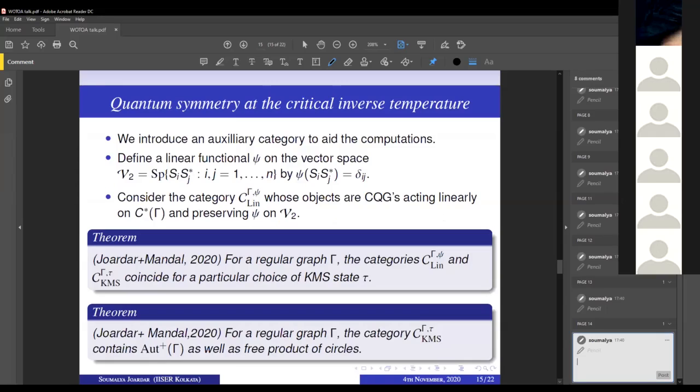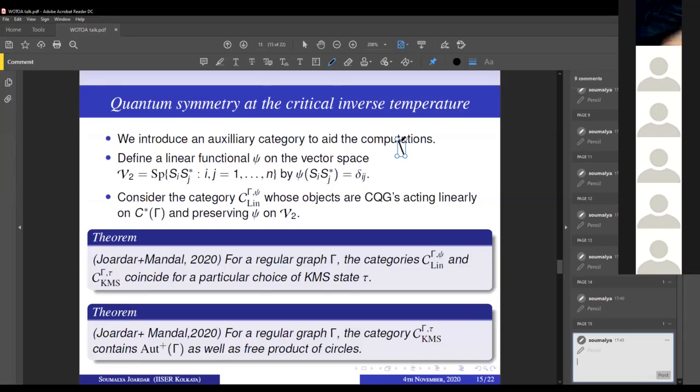we have made the computations a little easier by introducing an auxiliary category. This category is in principle smaller and easier to work with, but it turns out that these two categories, the smaller category and the larger category, are actually the same for particular graphs, and that really aids in the computation.